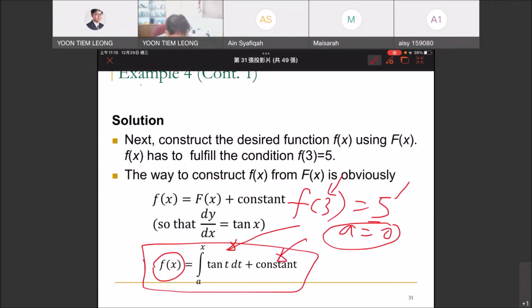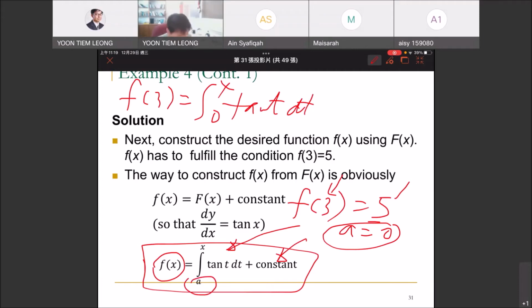It's very simple. f at 3 is just equal to the integral from 0 to x of tangent t dt. So here, sorry, I think I made a mistake. I should not set a equal to 0. If I set a equal to 0, then I get into trouble. Now why is that trouble? Let me explain to you. I'm slotting in x equals 3 into the small function f. Here x represents 3, then add a constant. So this has to be equal to 5.